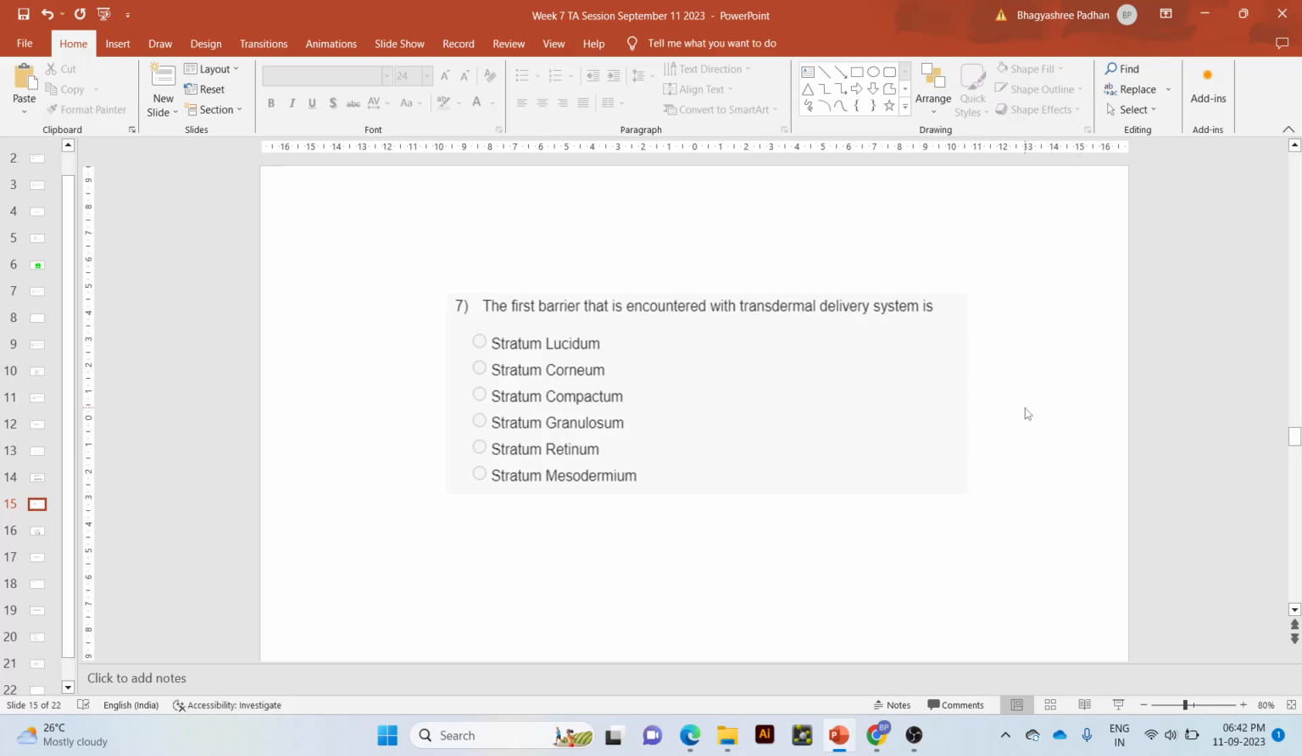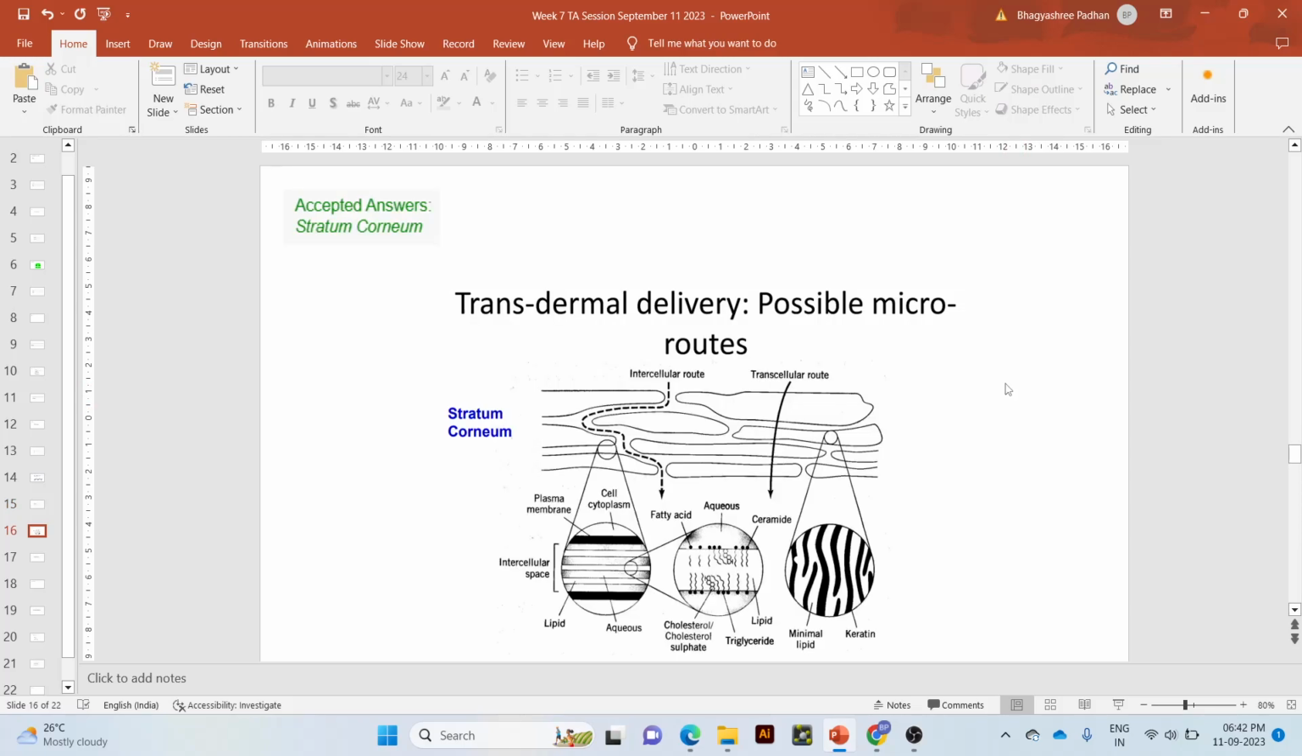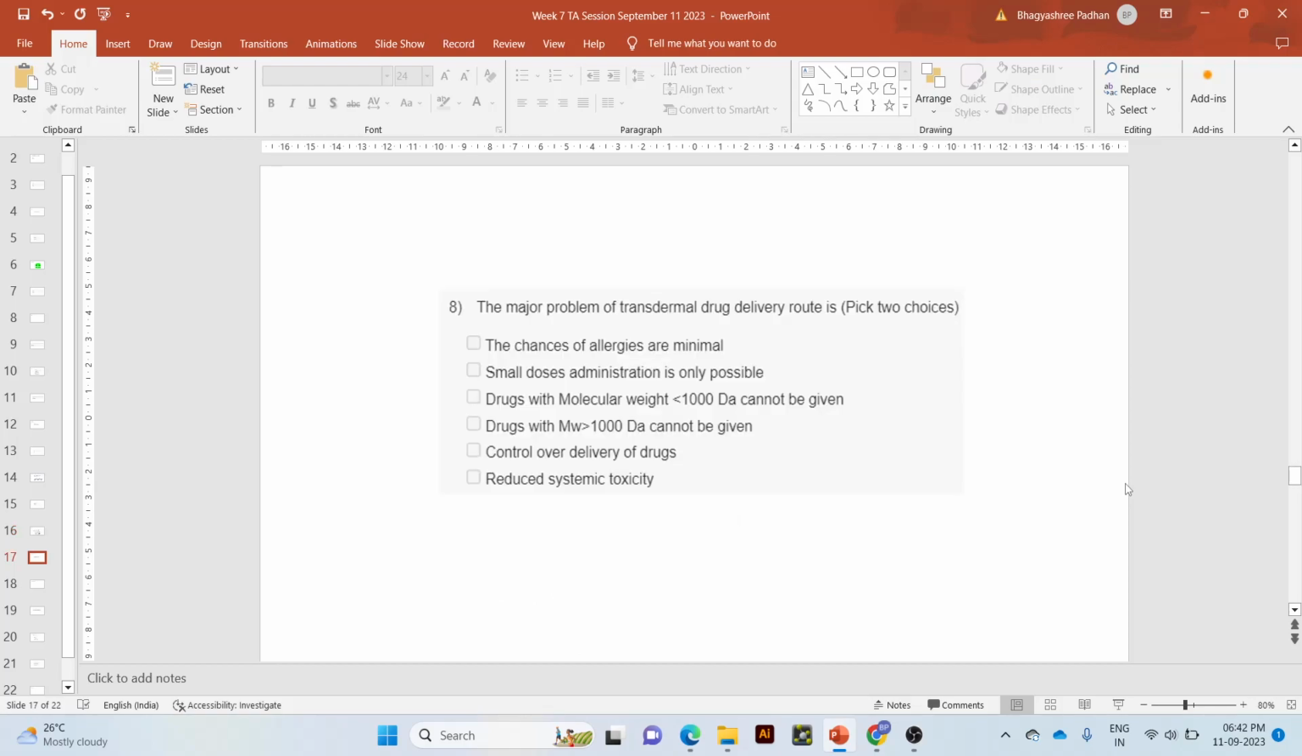The next question, the first barrier that is encountered with a transdermal delivery system: stratum lucidum, corneum, compactum, granulosum, retinum, or mesodermium. It is straightforward, stratum corneum. This is the first barrier that drugs given by the transdermal route will have to cross.